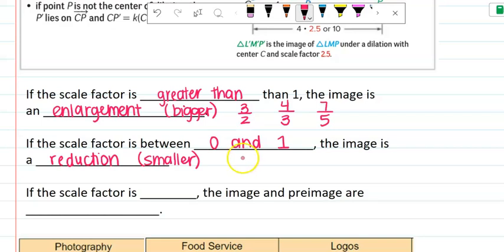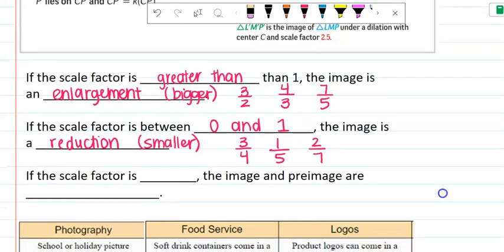But fractions like 3/4 or 1/5 or 2/7, those are all smaller than 1, so we know it's going to cause a reduction. Worst comes to worst, if you're not sure, feel free to type the fraction in your calculator, right? We could type 3 divided by 2, we would get 1.5, and we could see that's bigger than 1, so it's going to cause an enlargement for us.